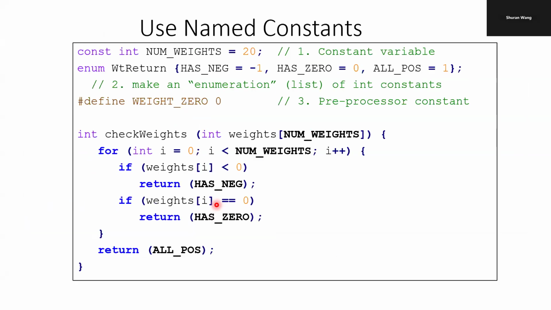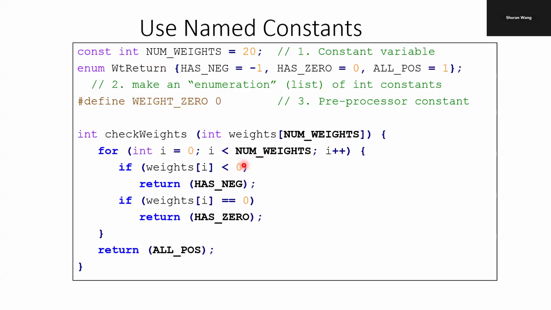What we want to do is to define constants for the number of weights, 20, at the beginning. You can either do it like constant int number weights as a constant variable, or you can do a preprocessor constant define weight 0, 0. Both ways are valid, and you can choose whichever one you prefer.